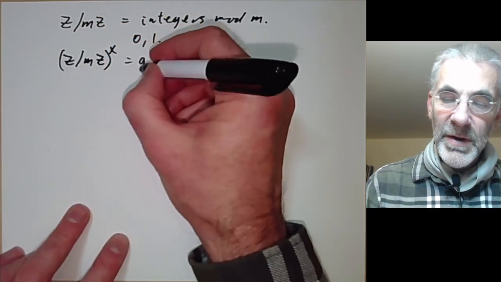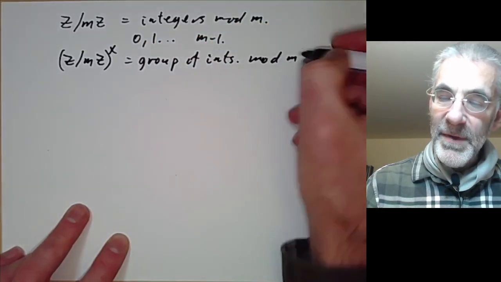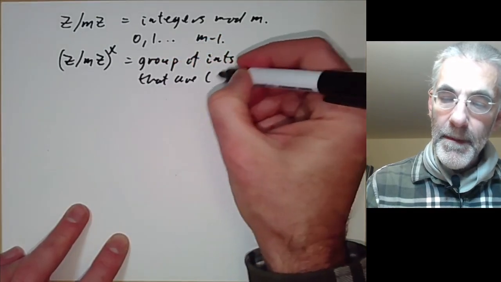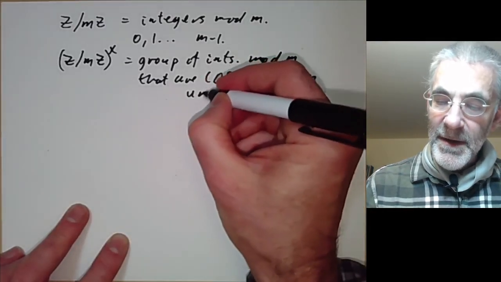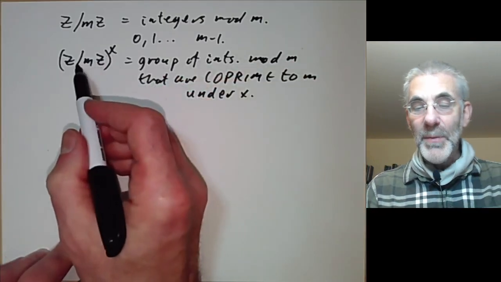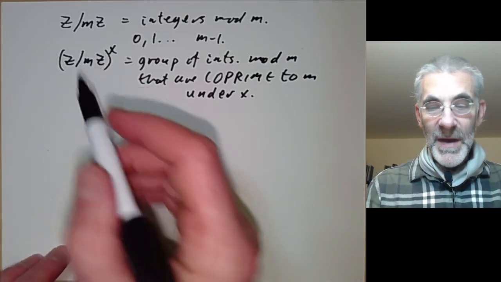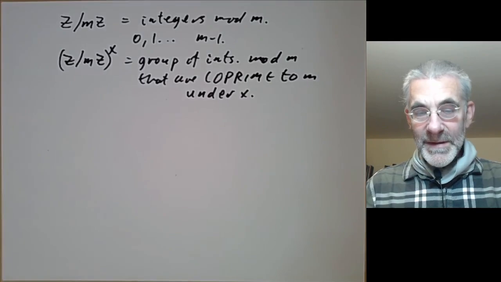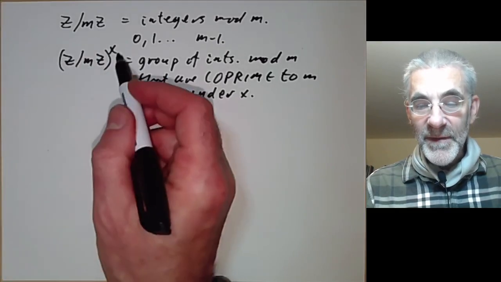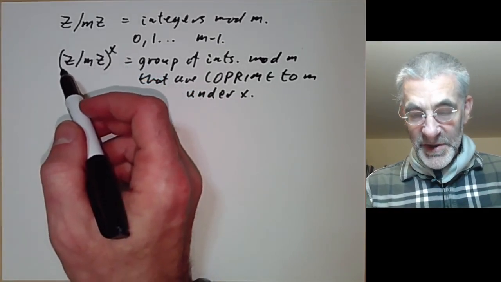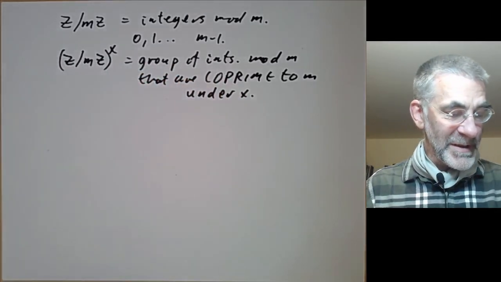We're also going to use the notation (Z over mZ)^times to be the group of integers modulo m that are coprime to m under multiplication, and we're thinking of them as being a group under multiplication. So you remember we checked that the integers coprime to m were closed under multiplication and have inverses and so on. And it turns out one thing you need to use a lot is how this group behaves. And one major application of the Chinese remainder theorem will be to try and understand the structure of this group, as we'll see later.